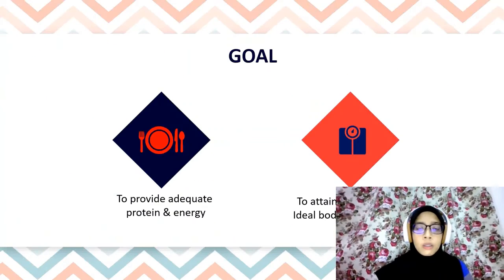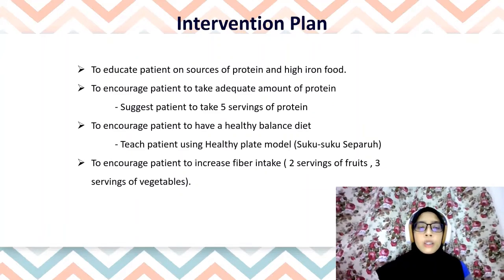For nutrition intervention, my goal would be to provide adequate protein and energy, and also to attain and maintain ideal body weight range. So for the intervention plan, I plan to educate this patient on sources of protein and high iron food as patient has low Hb. Next is to encourage patient to have adequate amount of protein, by suggesting patient to take 5 servings of protein based on the requirement, which is 72 gram per day.